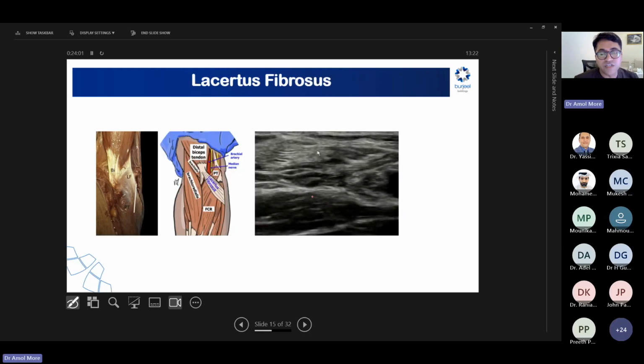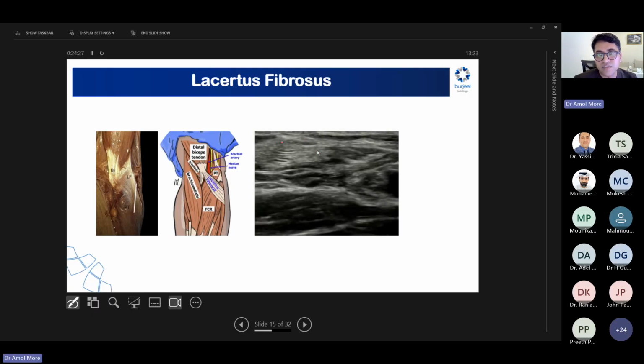Another important structure along the distal biceps tendon in the anterior elbow is your lacertus fibrosus. You can see this is the diagrammatic representation. This is the anatomic structure, distal biceps tendon, and along with that, there is a fibrous extension along the distal biceps tendon, which is going along the deep fascia of the forearm, which is nothing but your lacertus fibrosus.